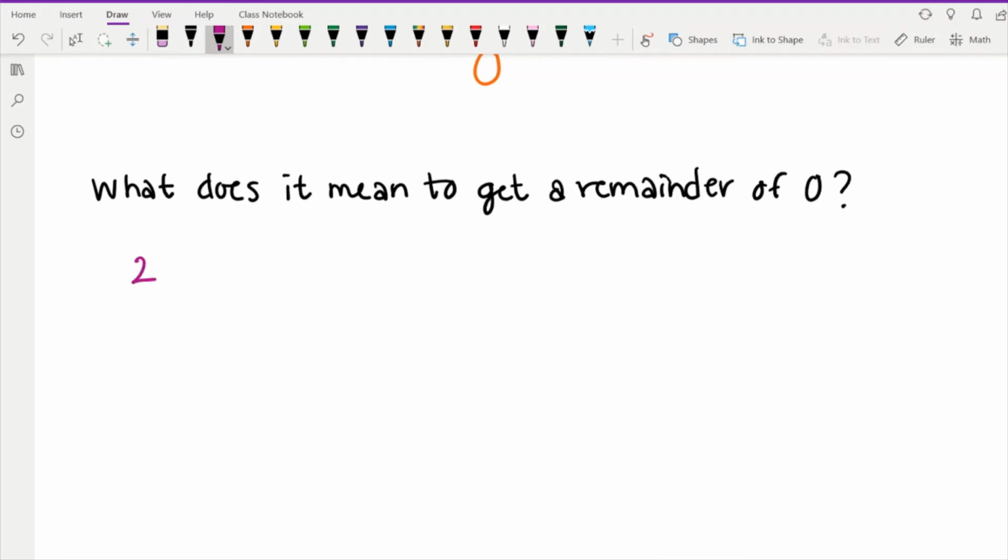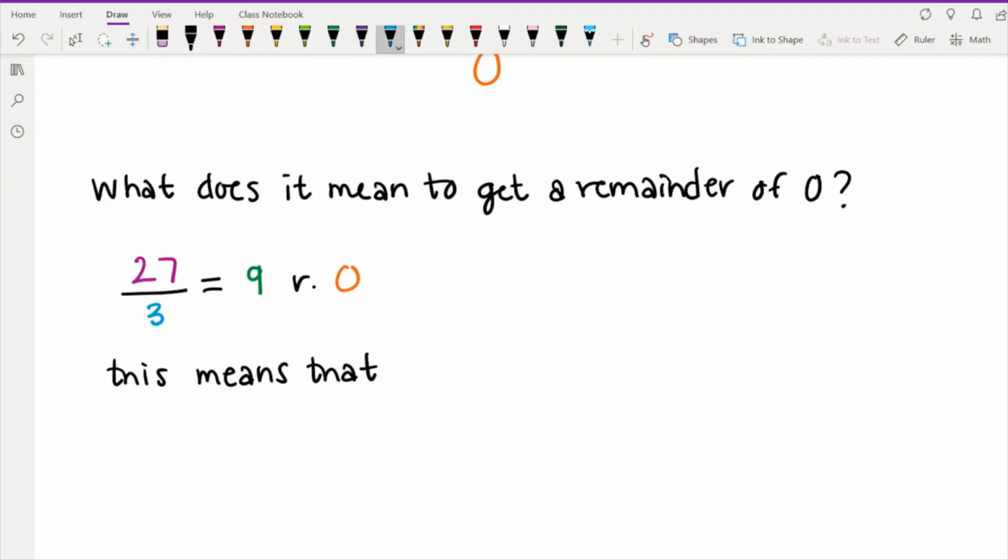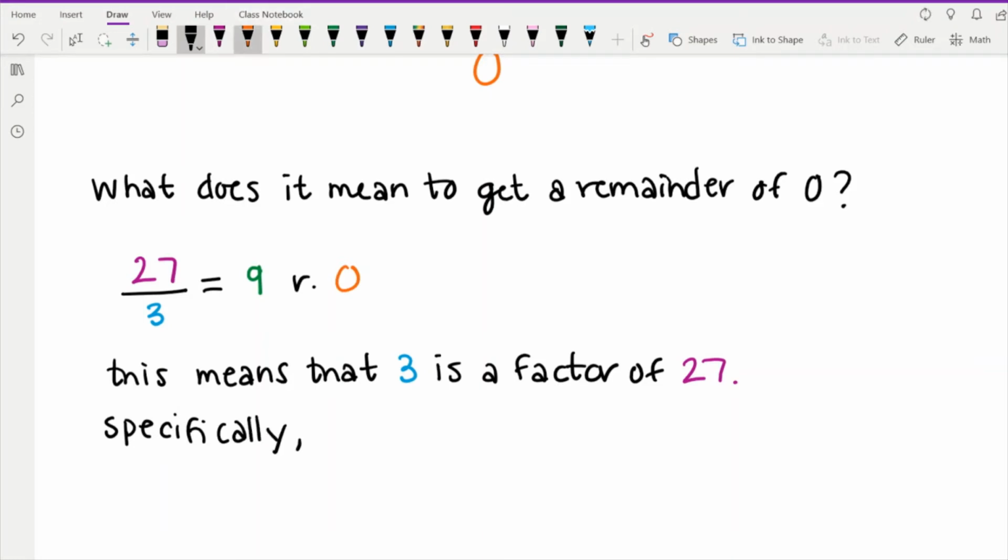Let's say, for example, you were doing 27 divided by 3. If you were to do that out, you would get an answer of 9, right? And the remainder would be 0. So what does it mean that you would get a remainder of 0? Well, that means that it's a factor. So this would tell you that 3, this number 3, is a factor of 27. And a little bit more specifically, it tells you that 27 is equal to 9 times 3.